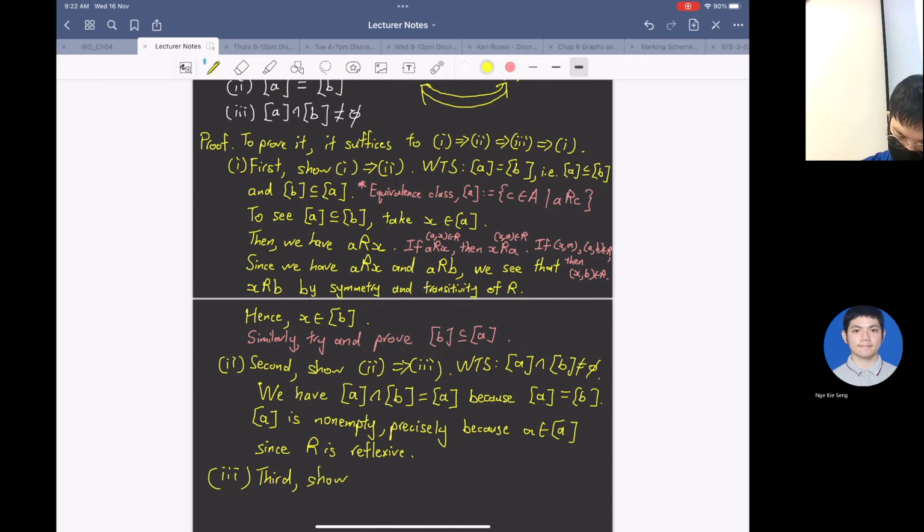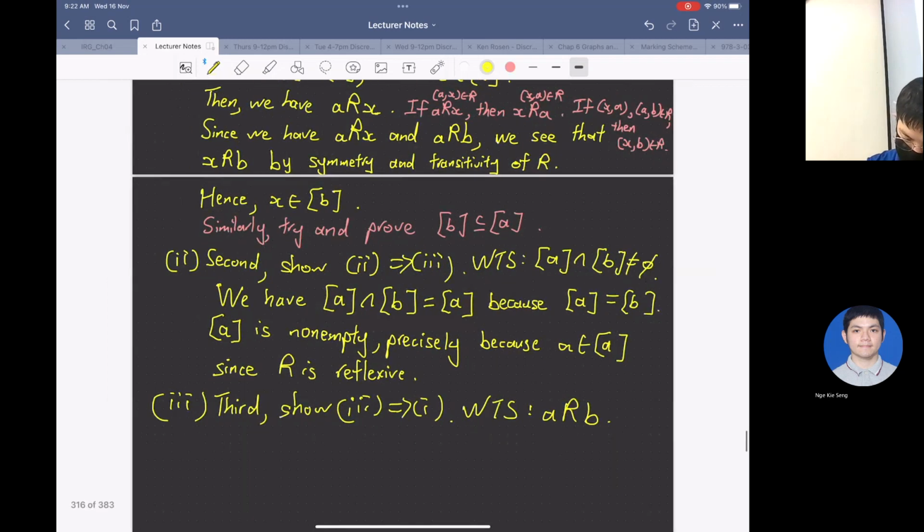Show 3 to 1. 3, 2, 1. Okay. Assume the intersection is not empty. We want to show that A is related to B. So suppose the intersection is not empty.